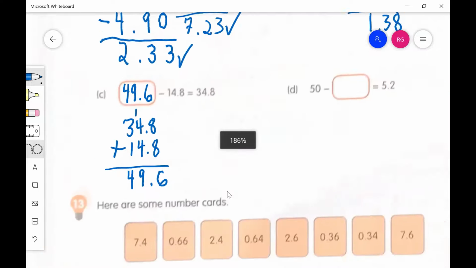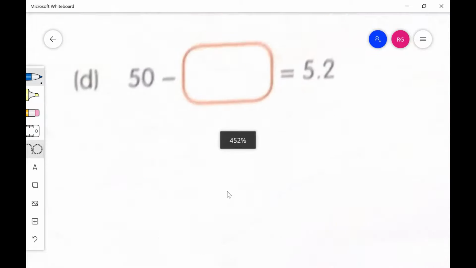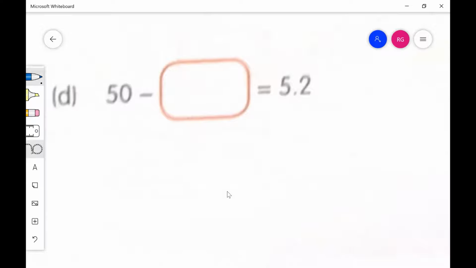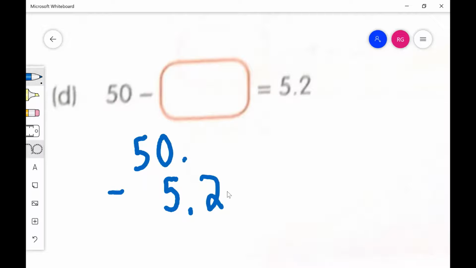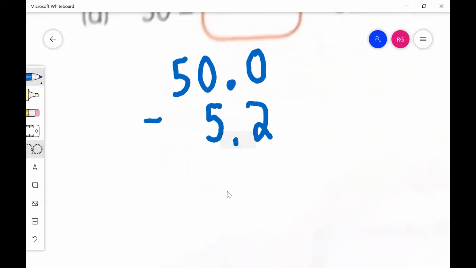And for D, let's look there at D. It says 50 minus what is 5.2? So really here, I can just take 50 minus 5.2 and I should get my answer. So I'll try that. Let's say 50 minus 5.2. And again, make sure this time you need to actually add a decimal. So this is a little bit unique from what we've seen before. We need to add that decimal and the 0 there. And now we can subtract.